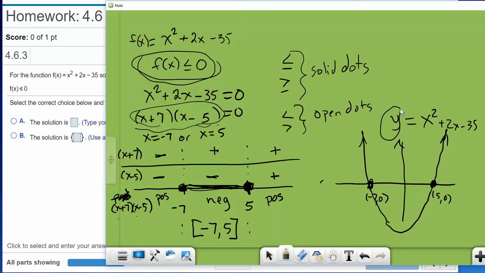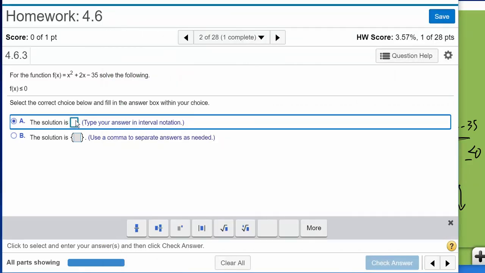Now, the y values, right, that's the f of x, and you want the y values to be less than or equal to 0, so that's below the x-axis, so that's this portion right here. So that's the other way to do it. So you just think about the graph, which is a little quicker if you're good at graphing. So you can do it either way. So let's put in our solutions. So we got the square bracket for negative 7, comma, and we want the square bracket for 5. So 5, closed square bracket.